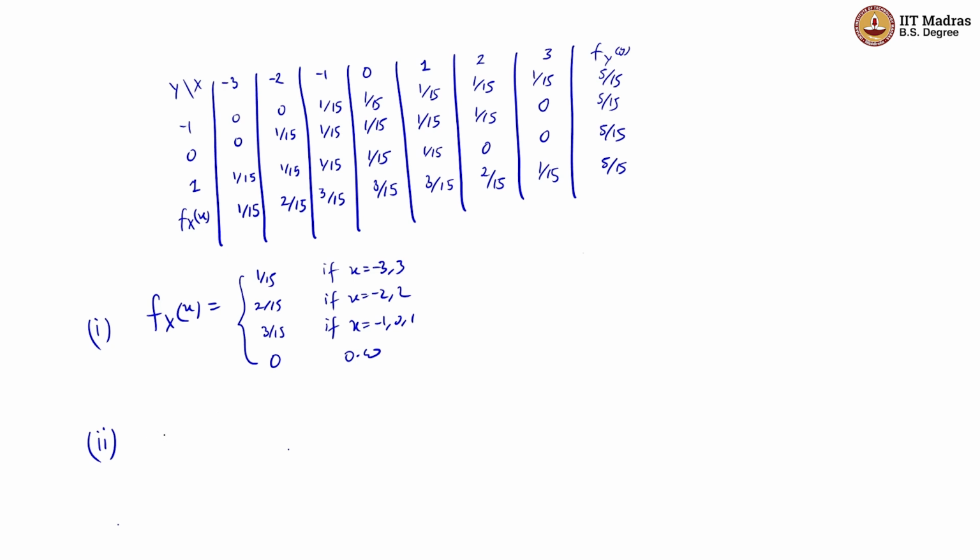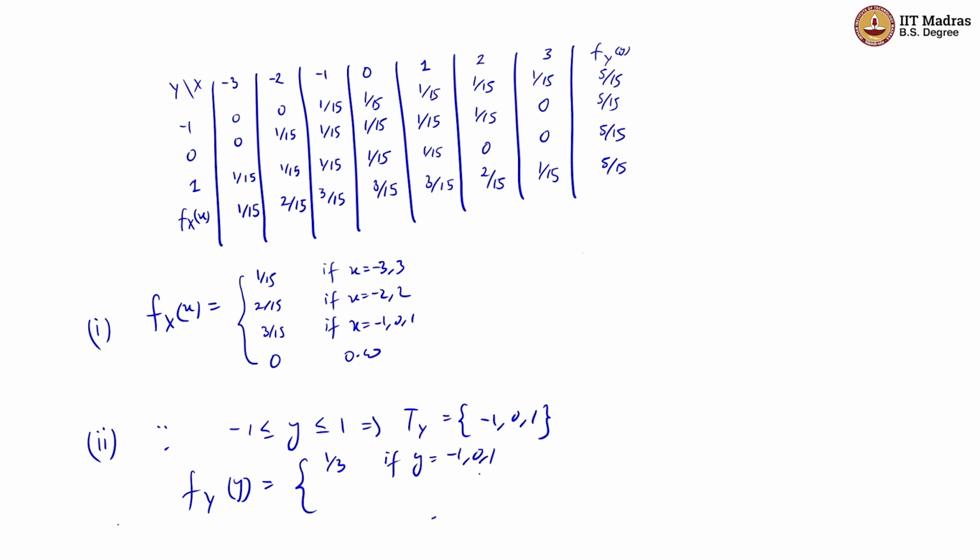In the second part we have to find the marginal of Y. It is given that Y is from -1 to 1 and it is uniformly distributed. So the range of Y is -1, 0, 1, and as it is uniformly distributed, clearly the PMF of Y is 1/3 when Y is equal to -1, 0 or 1, and otherwise it is 0. So this is the solution of part 2 of the question.